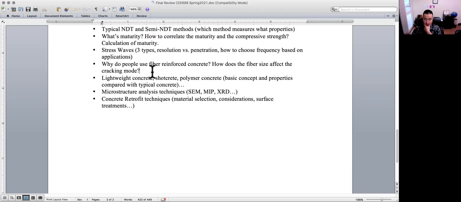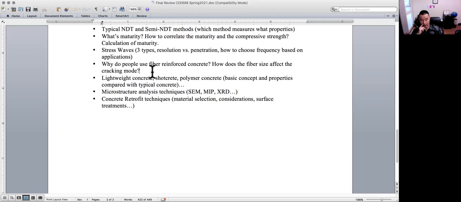Remember, we discussed coarse fiber, which means the fiber has a larger diameter and longer length, and short microfiber, which means the fiber has a small diameter and shorter length, and long microfiber, which means the fiber is long but the diameter is small. So how do these different types of fiber affect the cracking mode?